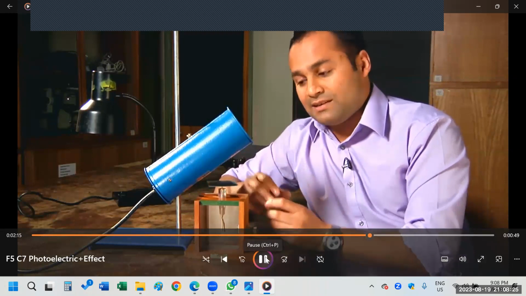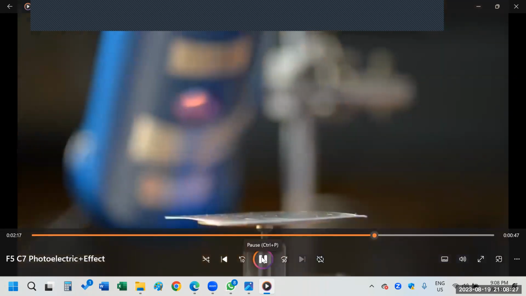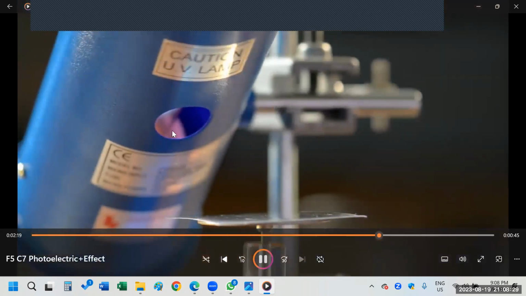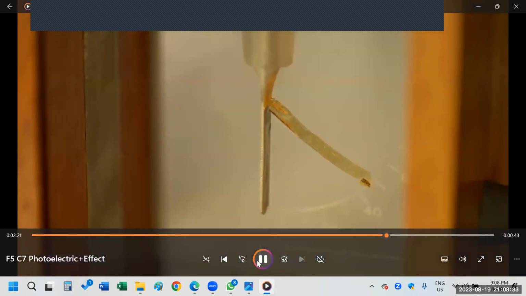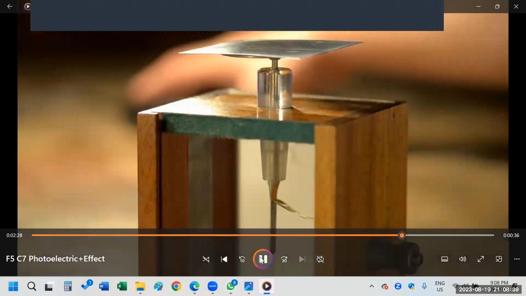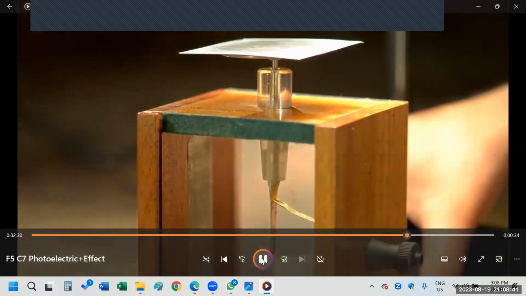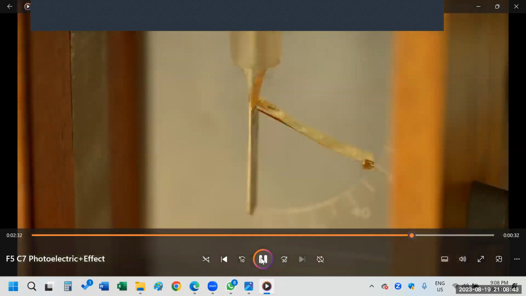Now, this phenomenon cannot be explained using a wave model of light, but we can understand it if we adopt the idea that radiation arrives at the plate as packets of energy, which we can call quanta or photons. A single photon of UV light can release a single electron from the plate. However, a single photon of visible light has less energy and so cannot release an electron.